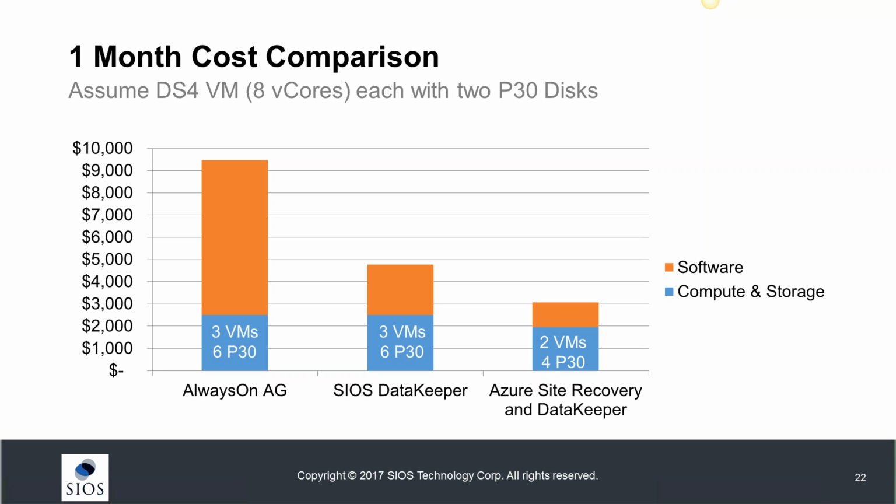So SIOS DataKeeper multi-site is going to be about half the cost of the AlwaysOn solution, and Azure Site Recovery in combination with DataKeeper for HA is going to be about one-third of the cost of the AlwaysOn Availability Group solution.